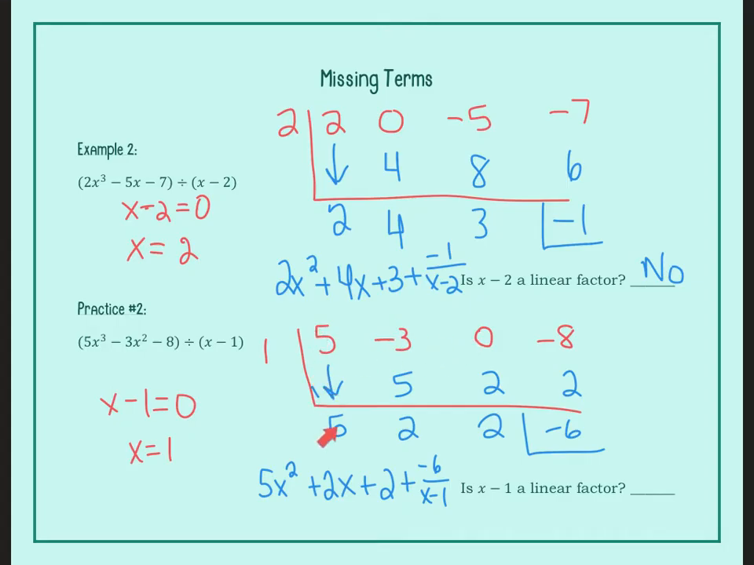Remember, always bring down the first number, multiply. Add these together, multiply. Add these together, multiply, add these together, and the last number is always your remainder. So think about it. Is x minus 1 a linear factor? The answer is no, because there is a remainder. And if there's a remainder, there is not a linear factor.